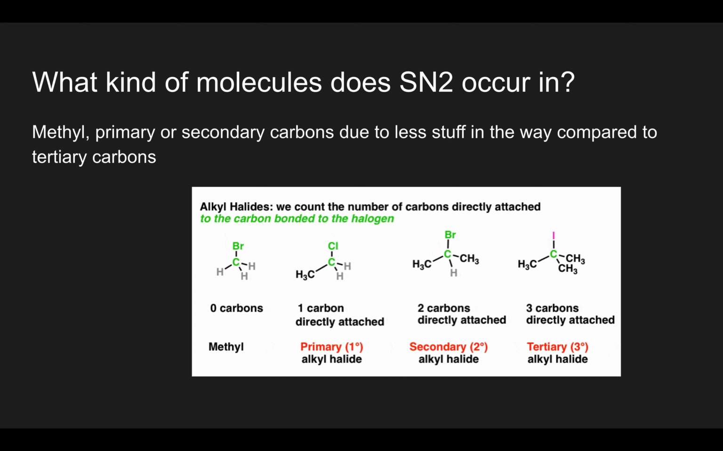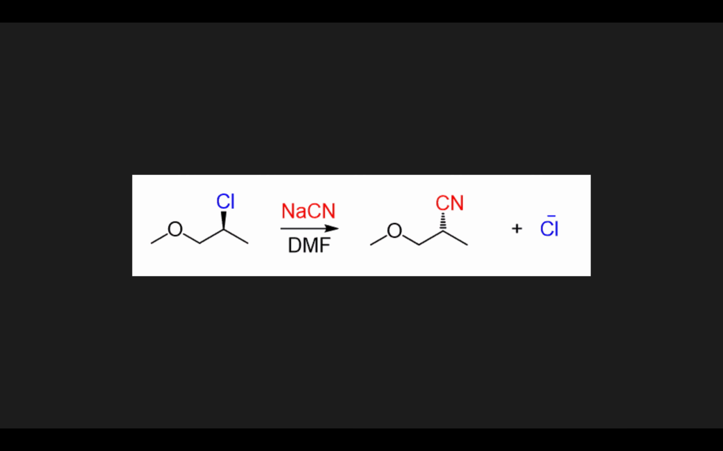Regarding access to the carbon from the back, tertiary carbons have too many fat things attached to them. There are too many things going on. So the nucleophile can't access the back and is too scared to confront the Cl leaving group face to face, so the reaction doesn't happen. This is why SN2 only happens with methyl, primary, and secondary carbons.